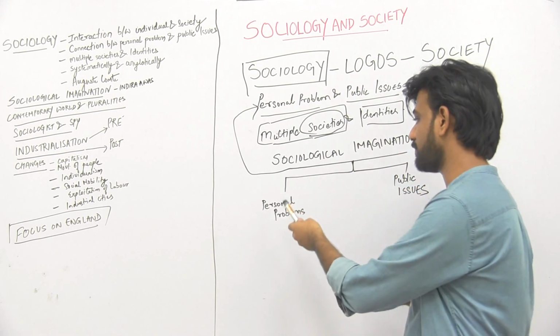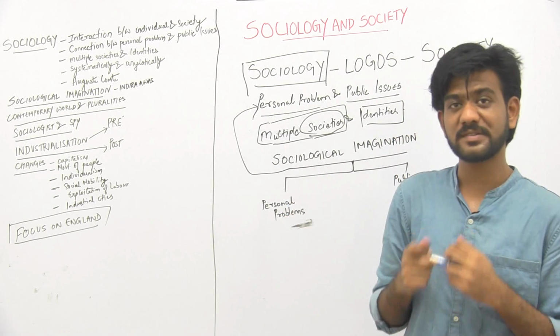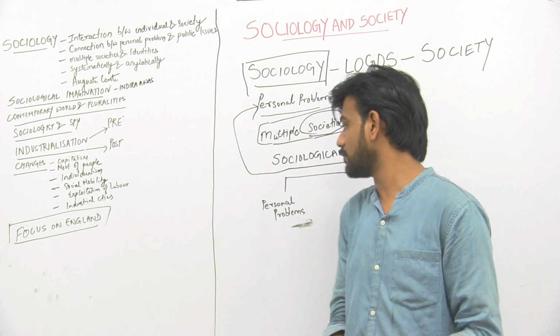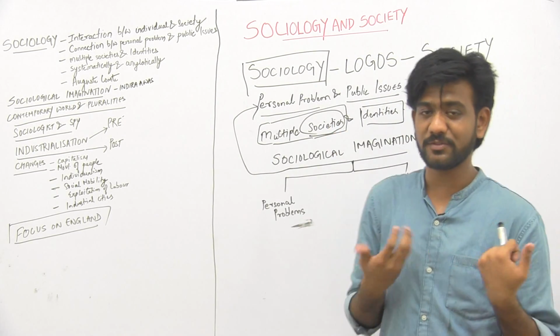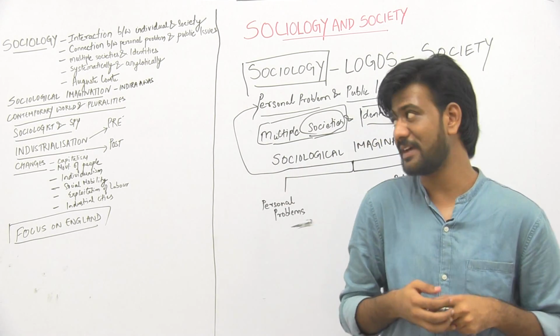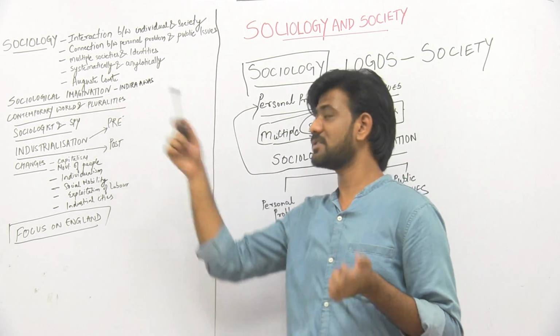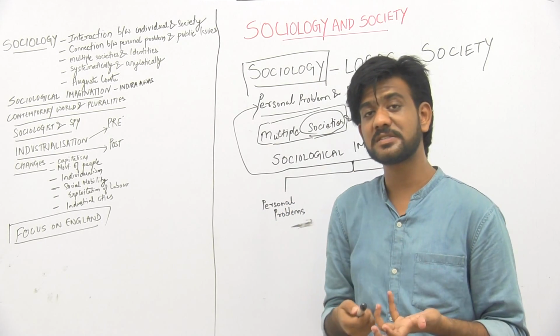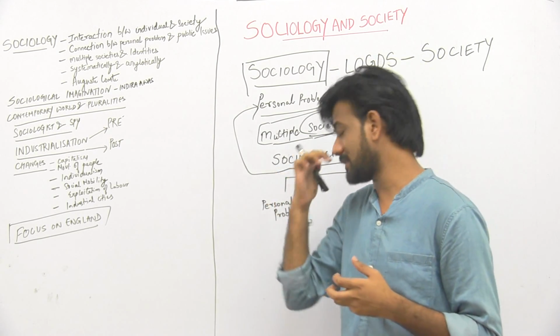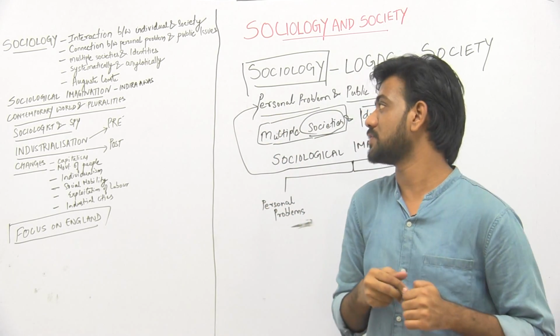To explain personal problems again, personal problems are those problems that an individual faces himself alone. Public issues are those issues that affect the individual as a whole, that affect the society as a whole. In sociological imagination, we try to understand a problem in detail, we try and critically analyze it and then study it, and then we draw conclusions.